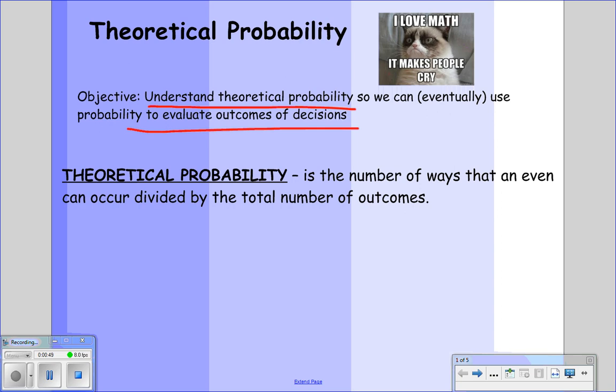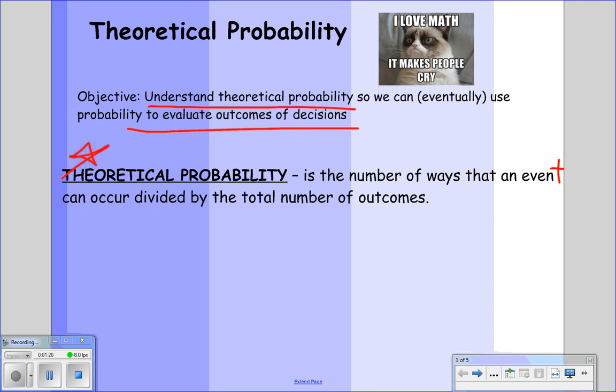For us, you guys dealt with theoretical probability before. Most of what I'm going to say is hopefully familiar to you, so I'm not going to spend too much time with the definitions. But we do need to remember that theoretical probability is the number of ways that an event can occur, divided by the total number of outcomes.